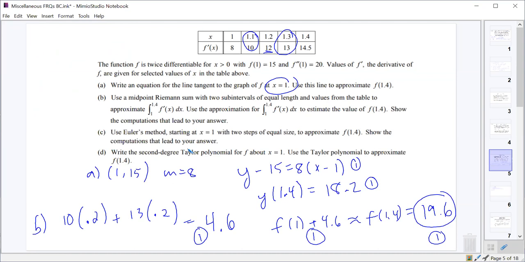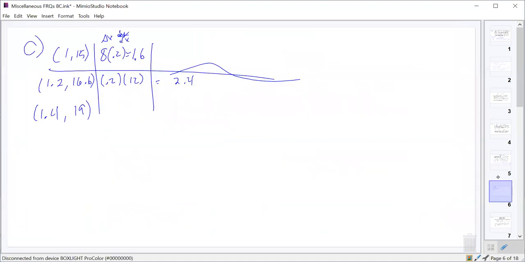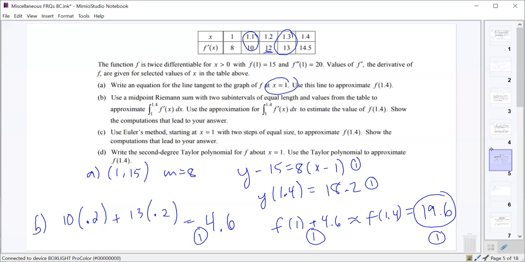I'm not sure exactly how they really break this down. They say Euler's method with 2 steps is worth 1 point, and then it says answer 1 point. I guess if you made an attempt but did the arithmetic wrong, maybe they'd give you the point for doing 2 steps with Euler's method, but not give you the point for the answer. So 2 points. All right, and then part D, what was part D?